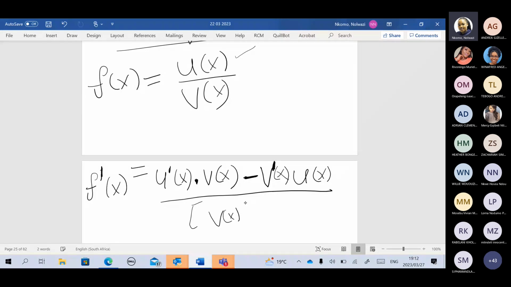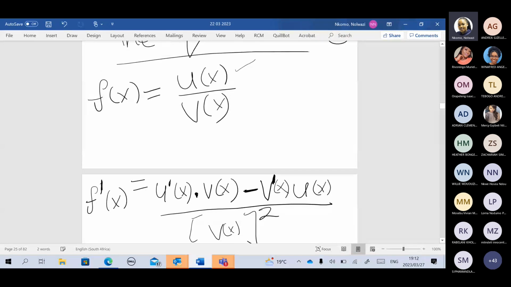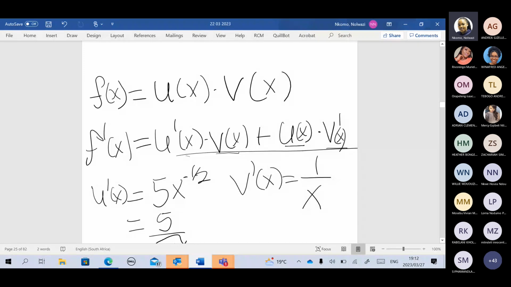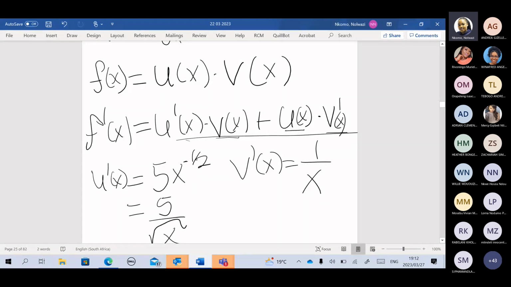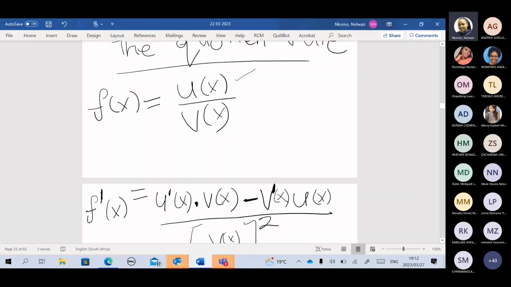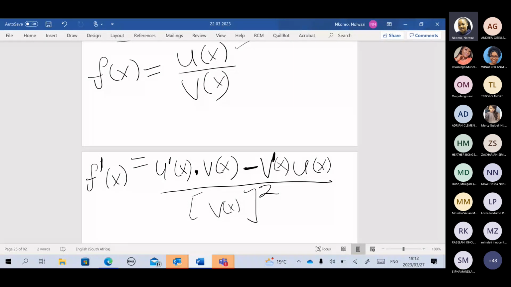You see, with the product rule, you can start with any function. You can differentiate this function, then keep this function, then add, you differentiate this function, then keep this function. You'll get the same answer either way. But with the quotient rule, you just have to be careful. You can't do that because of this minus. So with the quotient rule, you always differentiate the upper function, then keep the lower function. Then you subtract, you differentiate the lower function, then keep the upper function. Everything over the lower function squared.